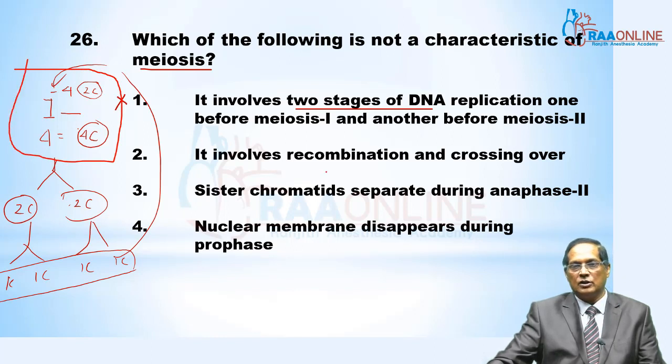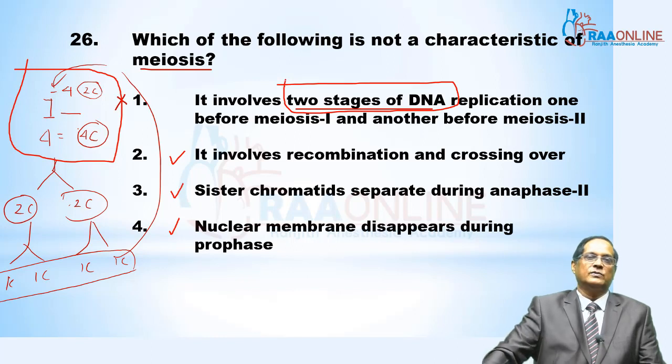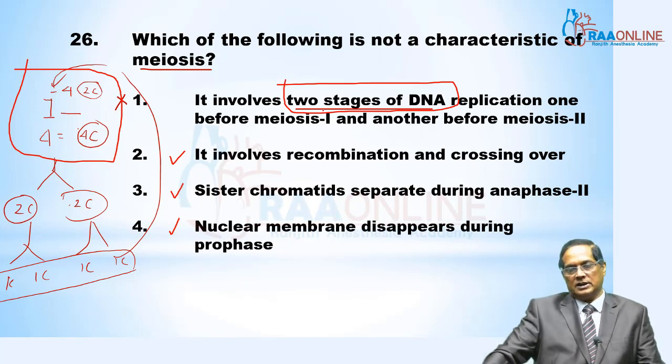Meiosis 1 involves recombination and crossing over, right. Sister chromatids separate during anaphase 2, right. The nuclear membrane disappears during prophase, right. So which one is not correct? That is the duplication of DNA twice. DNA replicates once in any kind of cell division.